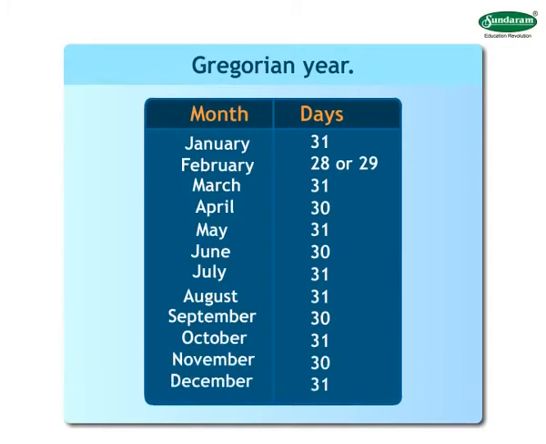We can remember the number of days in a month with the help of a rhyme. 30 days of September, April, June, and November. All the rest are 31 except February.